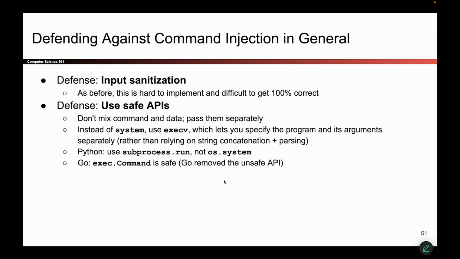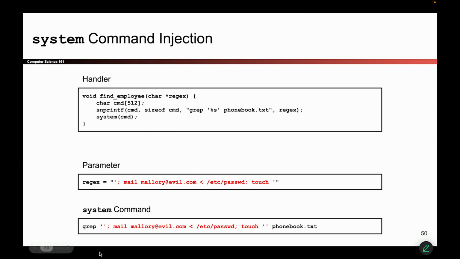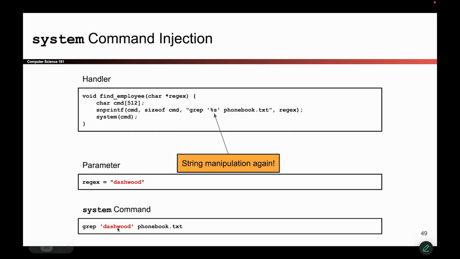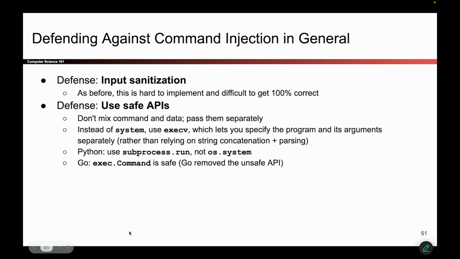One example in C would be to use execv instead of system. If you use something like execv, it would allow you to define this template and then substitute in the string without the string being interpreted as bash code. So that's something you could do. Or in Python, instead of using system, which is unsafe, there's a safer alternative called subprocess.run. And once again, you have to look these things up in a library to know which one is correct.